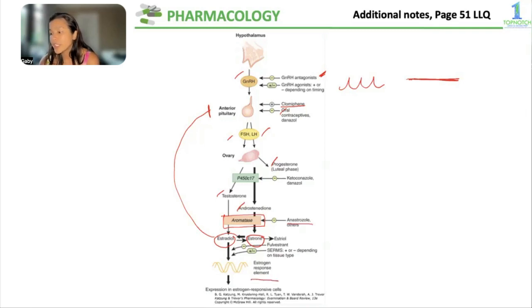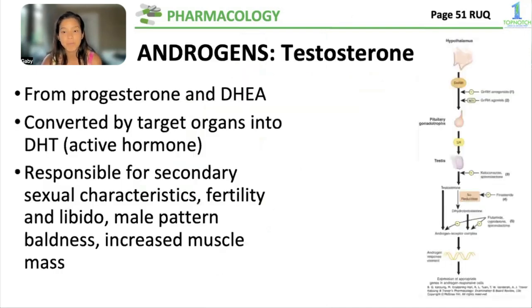And when it comes to your estrogen receptors, we can give your SERMs, which are your selective estrogen receptor modulators, which can be an agonist or an antagonist, depending on which breast or which tissue it is acting on. Or it can be fulvestrant, which is just a complete antagonist at all estrogen receptors.